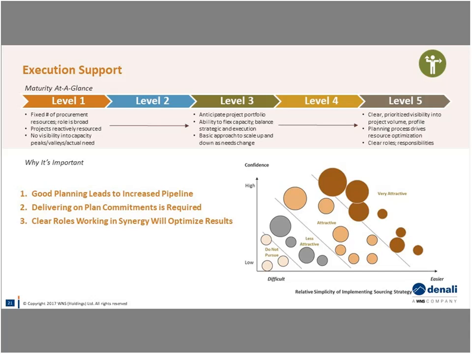So again, at level 1, it might be that there is very reactive resourcing of projects. You can't really figure out, gosh, in my area I'm seeing a big uptick and I could really use some help, and it might be hard to shift things around, all the way up to, again, at a top level of maturity, there's clear roles and responsibilities. There's a definite planning process that drives resource optimization. And again, there's a very clear prioritized visibility into what's going into a project, what the profile is, what it looks like.